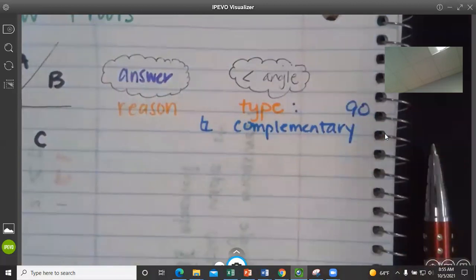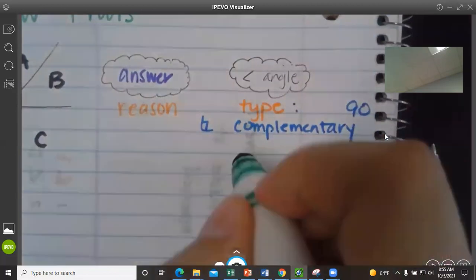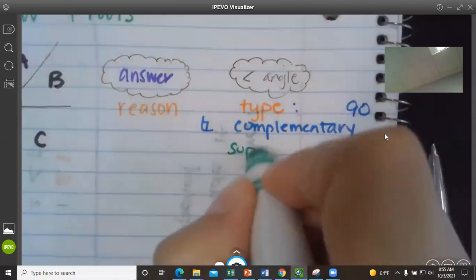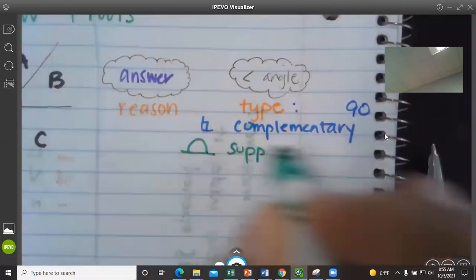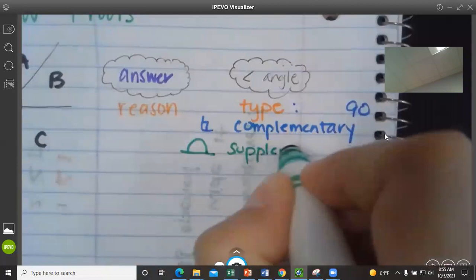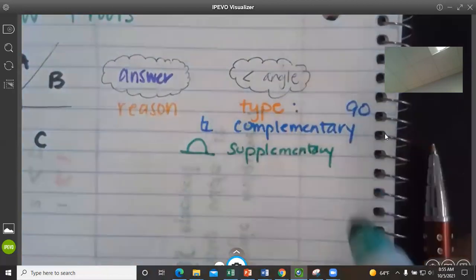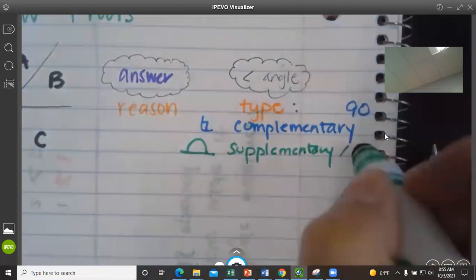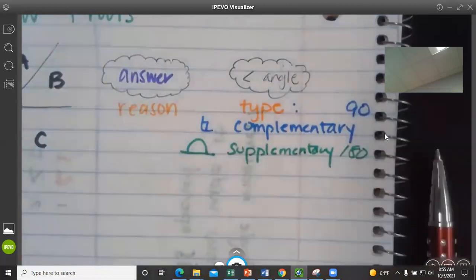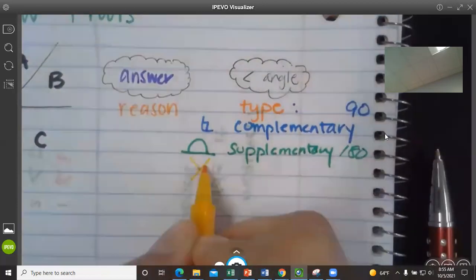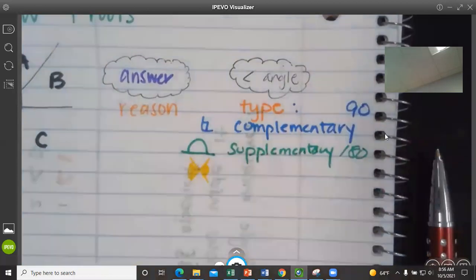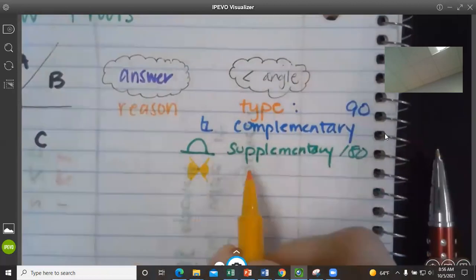The other type is supplementary. That's the half circle. Can you tell me, Israel or Kamaya, what do you subtract from for supplementary? Yes, 180. And then the last type is vertical. Those are the 3 things that you would put underneath your cloud as your reasons, except for one more. I'll show you the other one, because that's all we've done.